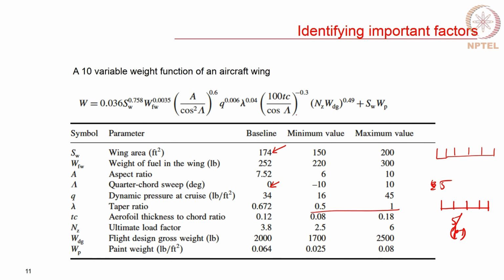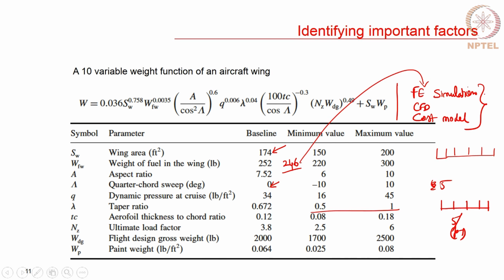Imagine that you do not have this. This is replaced by a Farner-Ullman simulation or some complex CFD plus some cost model, something. So, what happens is, if I go and change the weight of the fuel in the wing from 252 to 246, I will have to plug this into this setup, I have to run this, I have to run this, I have to run this, then it will give me a response.